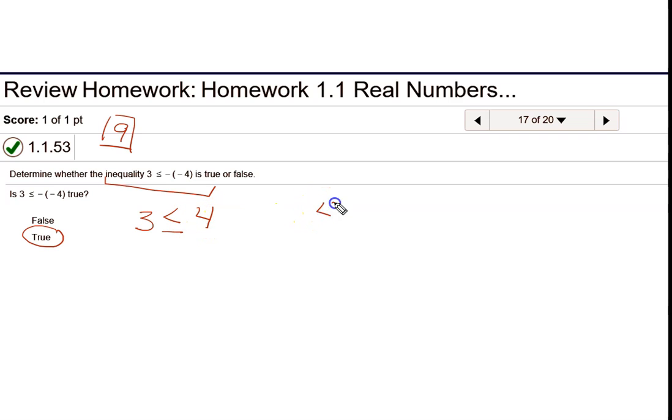And if we had something like this, 4 is less than or equal to 4. Again, now the equal part would be true here. But if we had 5 is less than or equal to 4, no part of this is true, so that would be false. Again, some background and review.